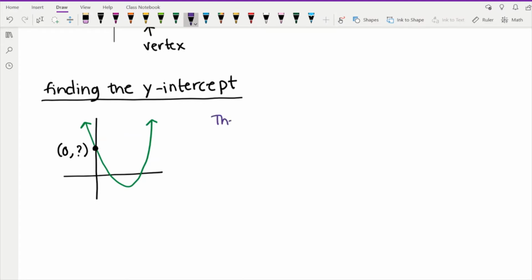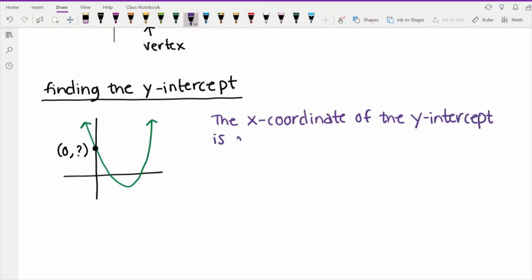So the x-coordinate of the y-intercept is always 0. And that goes not just for quadratic functions, that's true for any function. Any function, the x-coordinate of the y-intercept is always 0. So how do you go about then finding the y-intercept?